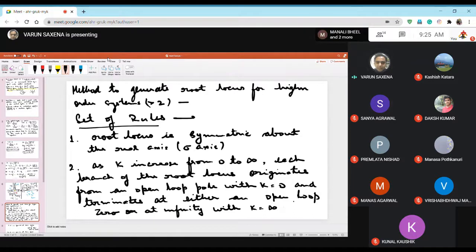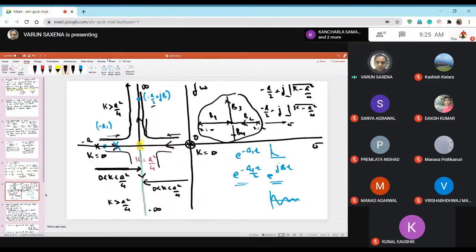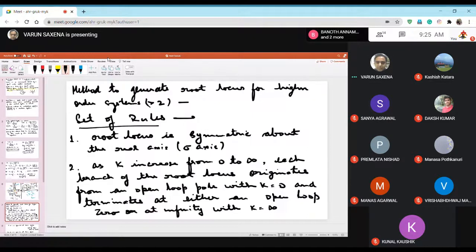So an open loop zero will be reached when k is infinite, or you will reach some infinite value when k is infinite. You can see in this graph, we don't have any zeros, but as k keeps increasing, you will move towards infinity. So as k tends to infinity, you also move towards infinity in this case. So that is basically the rule.